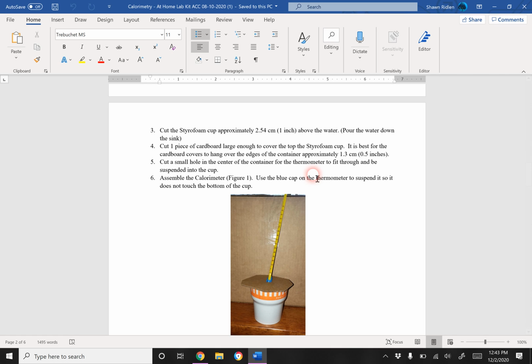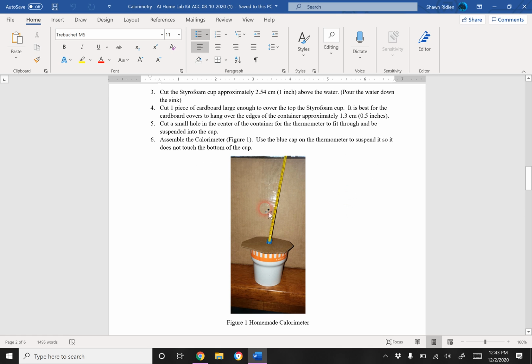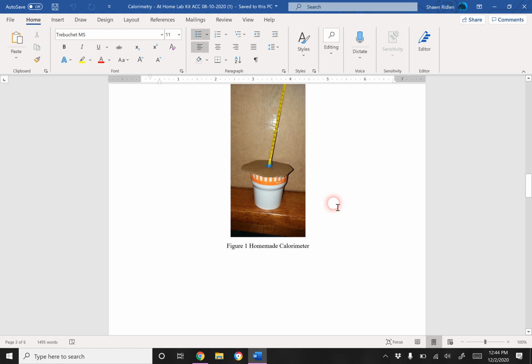It's important that it doesn't touch the bottom of the cup so that you're measuring the temperature of the water and not the temperature of just the cup itself. That will hinder your measurement a little bit. Here's your basic setup, and if you're using just a normal styrofoam cup at your house that you might have for coffee, just make sure that it's big enough to hold this volume of water. If not, maybe run to a fast food restaurant and get a cup from them.